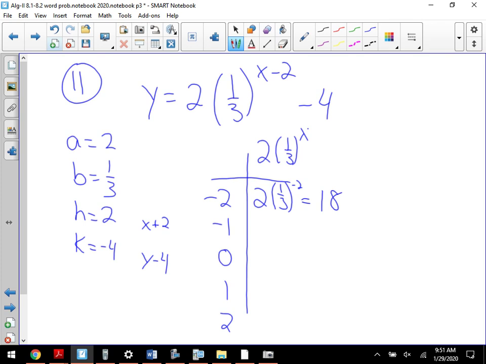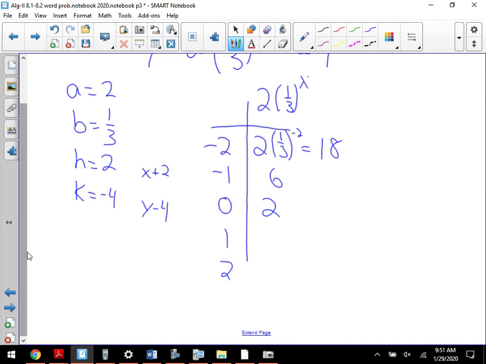What's 1/3 to the -1? 3. What's anything to the 0? 1/3 to the 1? 1/3. So you get 2/3. And then lastly, you get 1/9, so it becomes 2/9. That's how that works. It's that fast. Don't overthink yourselves. Okay?